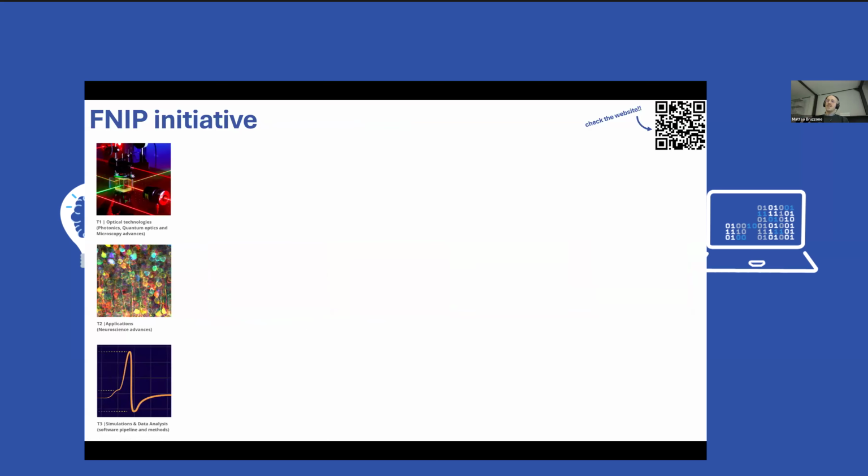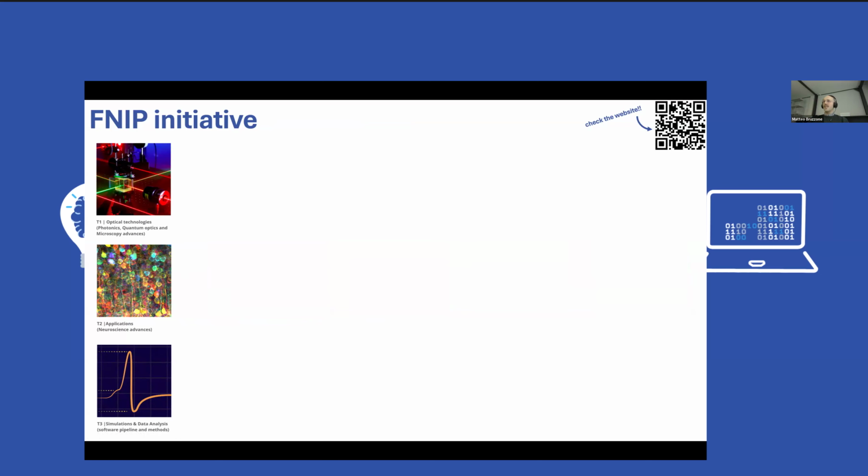The initiative revolves around three main topics. First, optical technologies, so advancements in microscopy and photonics, then the application of these techniques to neuroscience, and last but not the least, a more software-oriented part that focuses on simulation and data analysis.